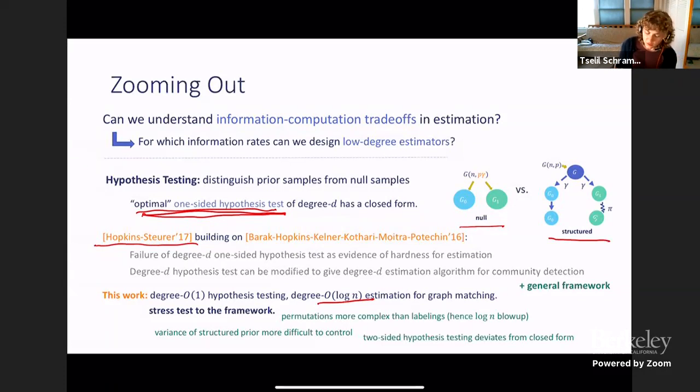You can also contextualize this work in this study of whether low degree estimators are a good proxy for computational complexity of estimation in general. And the answer, based on this paper, is that it might still be a good framework for understanding, but things aren't as simple as they would otherwise appear, as posed in this general framework.